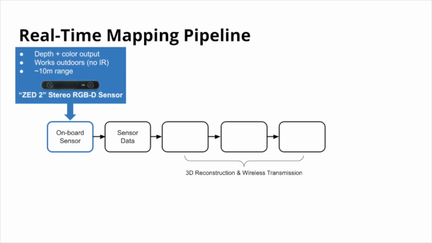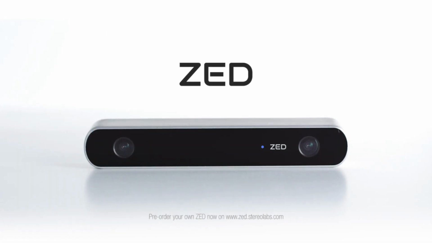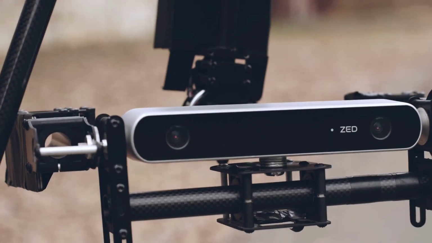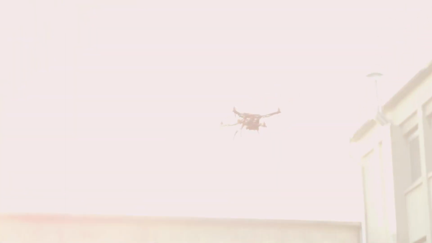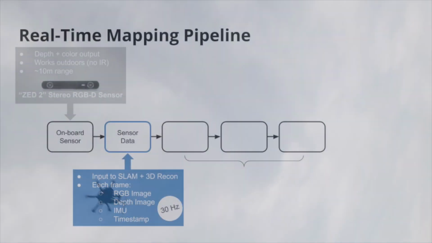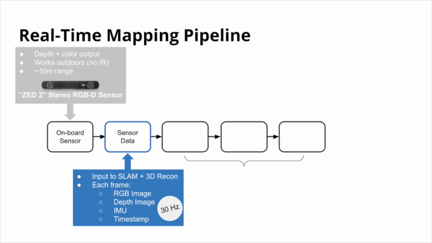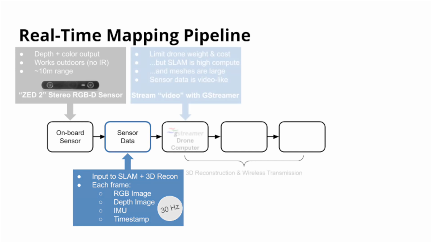Now I will talk a little bit about the design of our system. After doing some research, we found that the Z2 stereo RGBD sensor was best suited to our purposes. From this camera, we get both the depth and color output, and it's particularly suited to work well for outdoor settings. With each and every frame, we grab the RGB image, depth image, IMU, and timestamp. And these are input into our SLAM and 3D reconstruction algorithms.